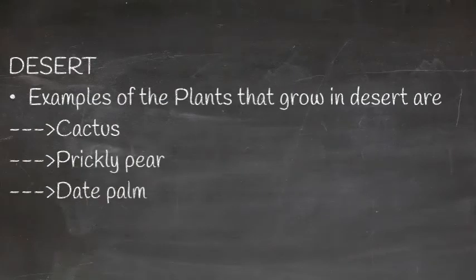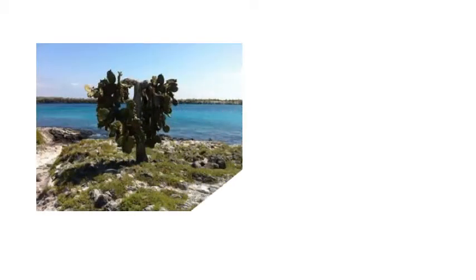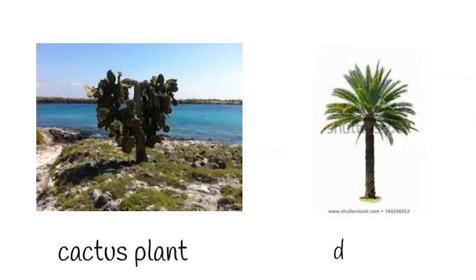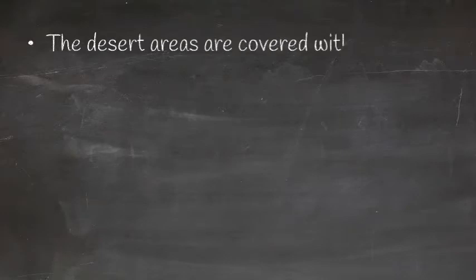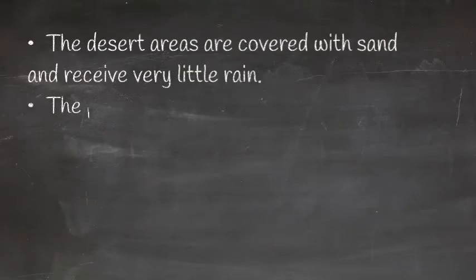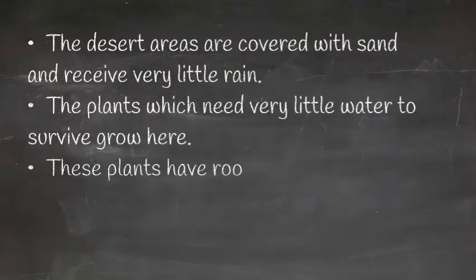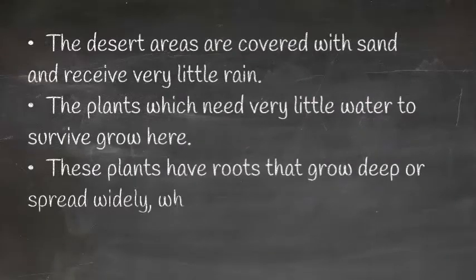Desert. Examples of the plants that grow in desert are cactus, prickly pear, and date palm. The desert areas are covered with sand and receive very little rain. The plants which need very little water to survive grow here.